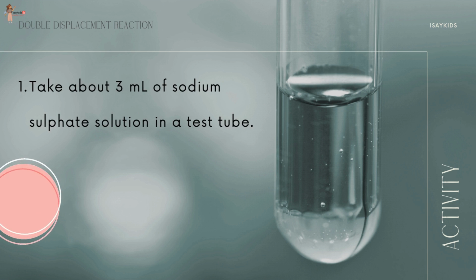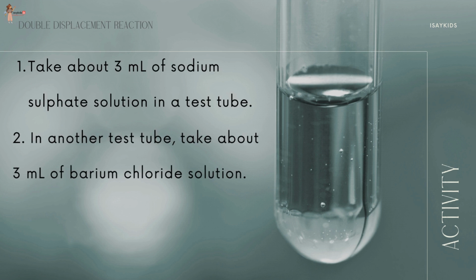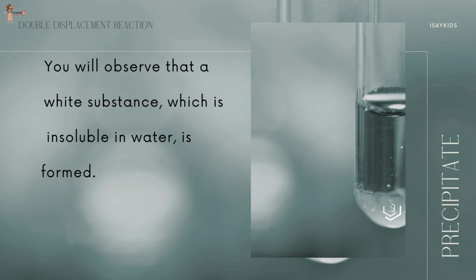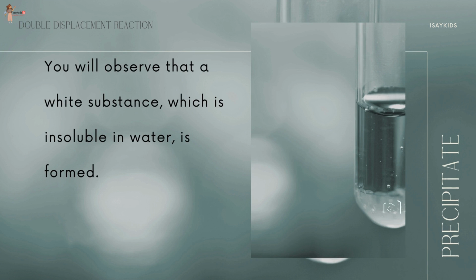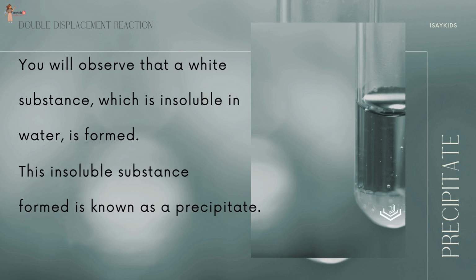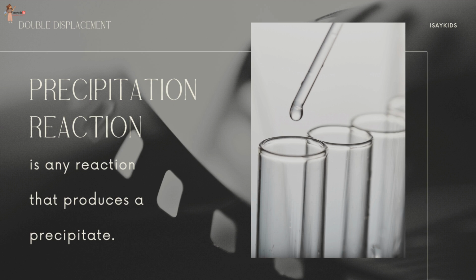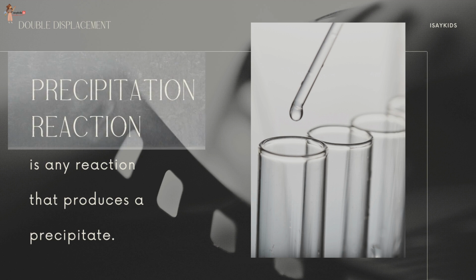Take about 3 ml of sodium sulfate solution in a test tube. In another test tube, take about 3 ml of barium chloride solution. Mix the two solutions. You will observe that a white substance which is insoluble in water is formed. This insoluble substance formed is known as a precipitate. Any reaction that produces a precipitate can be called a precipitation reaction.